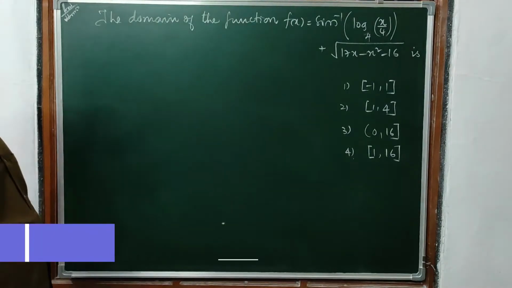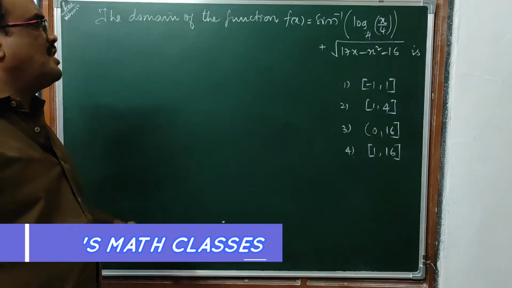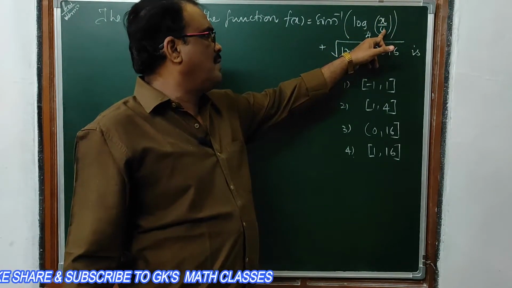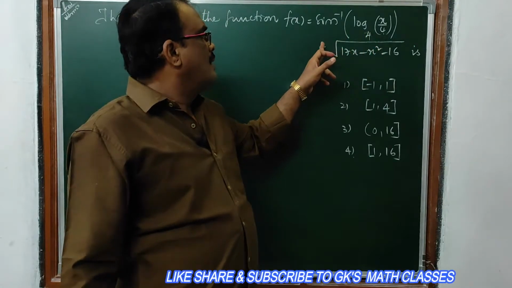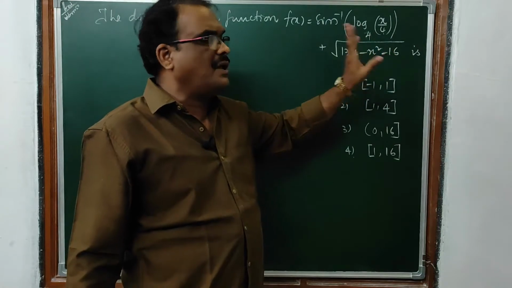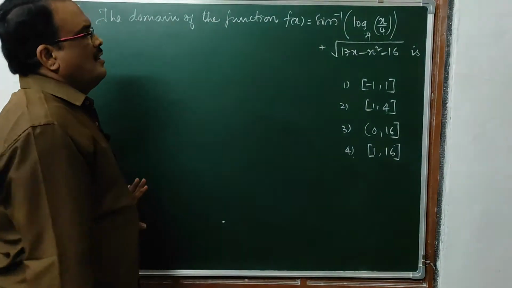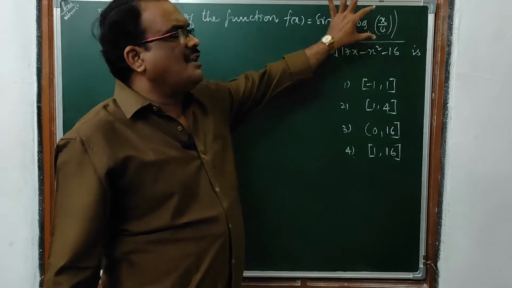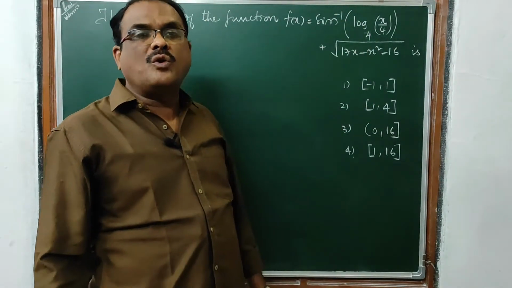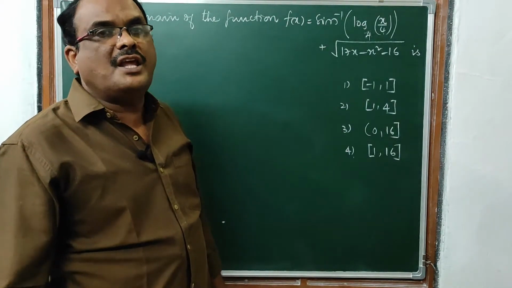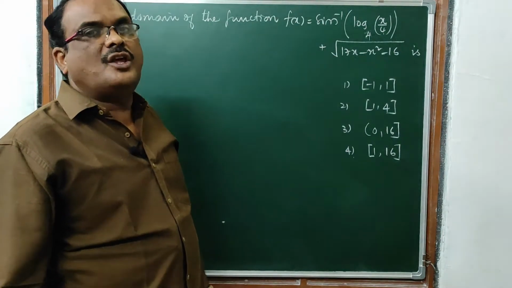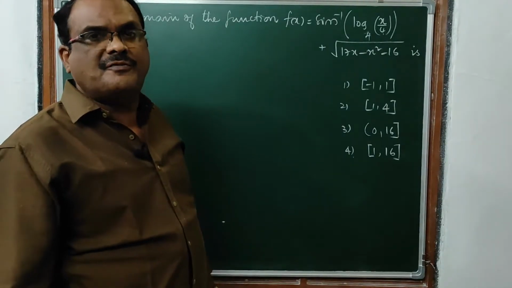The domain of the function f of x is equal to sine inverse of log of x by 4 to base 4, plus square root of 17x minus x square minus 16. Okay, first we take this function, sine inverse x. What is the domain of sine inverse x? It is closed interval minus 1 to 1. The range is closed interval minus pi by 2 to pi by 2. Then only sine inverse will be defined.